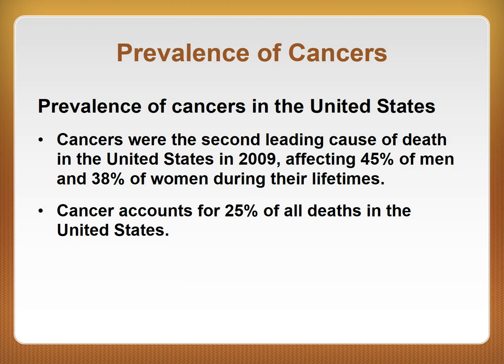Cancers were the second leading cause of death in the United States in 2009, affecting 45% of men and 38% of women during their lifetimes. Only about 10 to 15% of cancers are linked to heredity. The remaining cases are thought to be related to external factors such as lifestyle or environmental factors. In the United States in 2009, 1,500 people per day were predicted to die from cancers. Cancer accounts for 25% of all deaths in the United States.